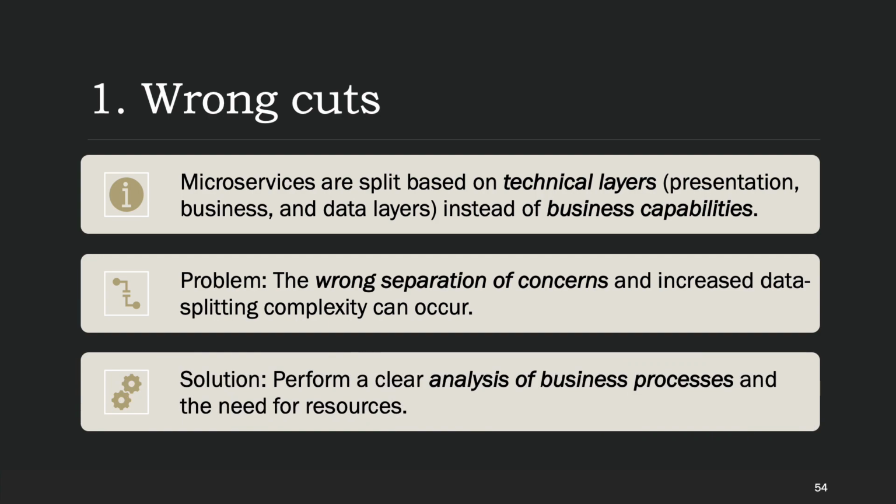So what can we do about this? Well, the paper mentions a solution: performing a clear analysis of business processes and the needs of the resources could help in avoiding this smell. But sometimes this is easier said than done, and some organizations may still struggle in making the right cuts, especially if one has a lot of legacy code to operate with.